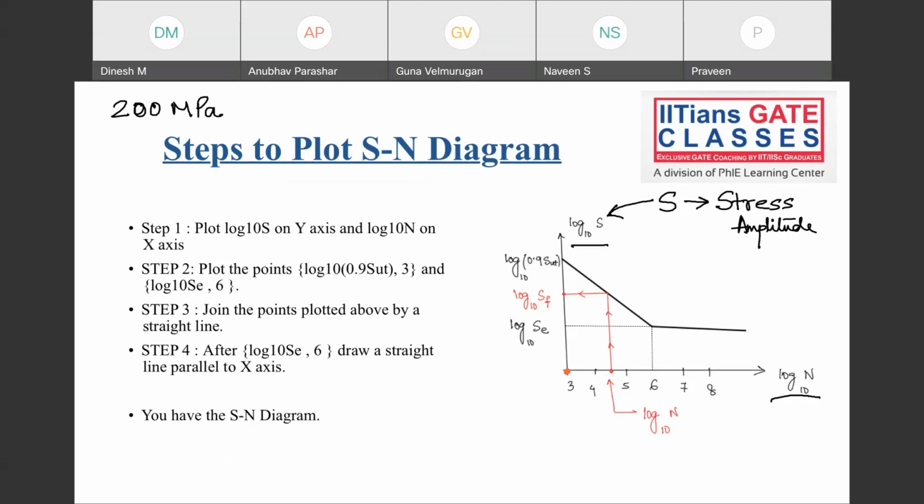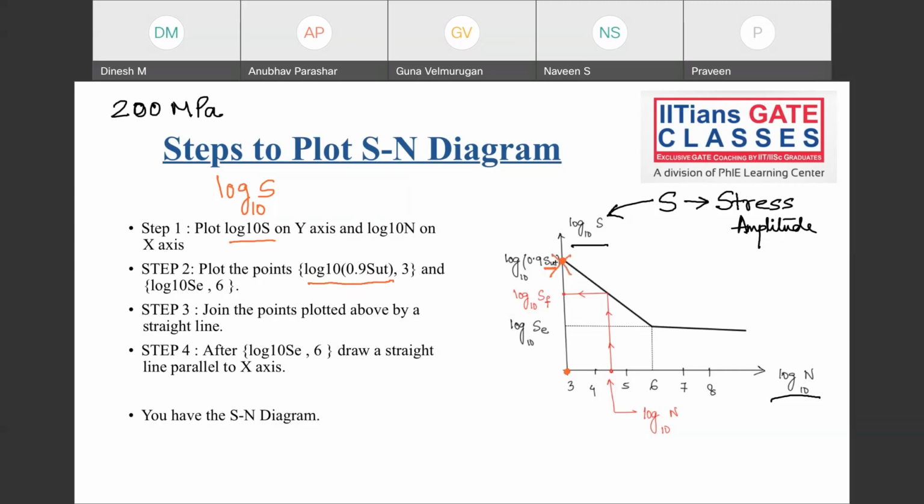Now, at point 3, we are going to take the ultimate strength of the material, multiply it by 0.9, and then take log to the base 10. This is basically log to the base 10. Microsoft PowerPoint was not supporting subscript and superscript, so it became something like this. So log of S to the base 10: in place of S, we put log of 0.9 SUT to the base 10, comma 3. So this is our first point.